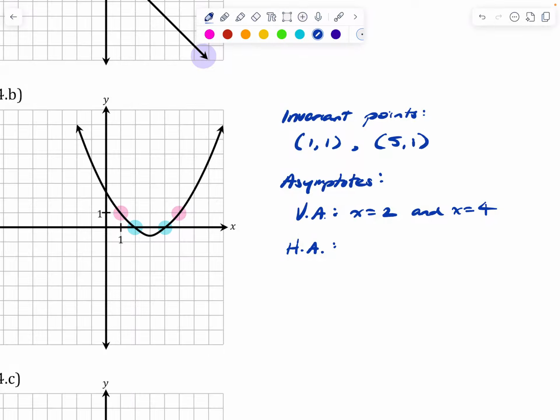Horizontal asymptote, at least one of the ends heads off to a kind of infinity. It does happen on both ends, so it's kind of superfluous to state such, but at least one of the ends does it. So there is a horizontal asymptote at y equals 0. Didn't color code this.